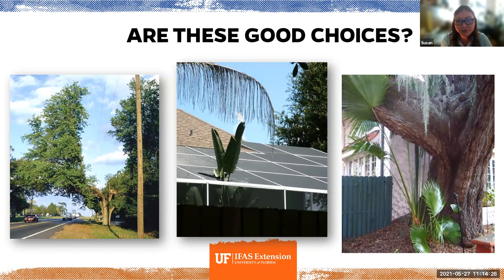Now, are these good choices in planting? Absolutely not. You don't want to have a wishbone shaped oak tree, certainly. You don't want to have a punctured pool cage with a big white bird of paradise sticking up through it. And you certainly do not want to have a 100-year-old oak that is completely glued to your foundation. All of these bad choices, wrong plant in the wrong place.